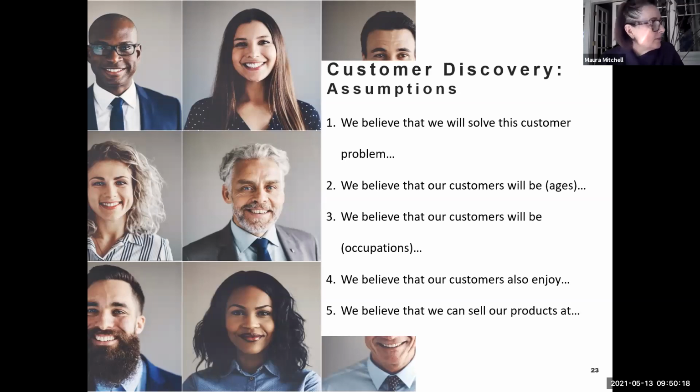So I want you to start thinking about this. It's time for a break. Let's just go through this and then we'll take a break and then you'll meet together and work through this. So here are some assumptions, and you can use the growth wheel tool that I sent to you to build your assumptions. We believe that we will solve this customer problem. We believe that our customers will be in the demographics, and maybe demographics don't matter to you, but instead you could put the occupations. We believe our customers also enjoy. We believe that we can sell our products at. So by creating your avatar and the psychographics and demographics, you are creating these assumptions.